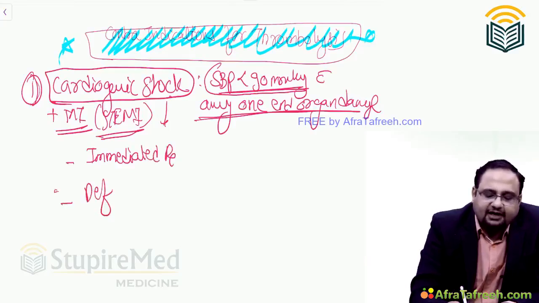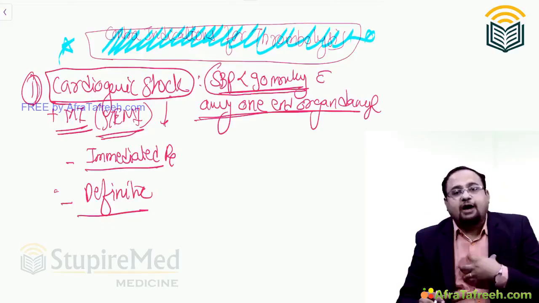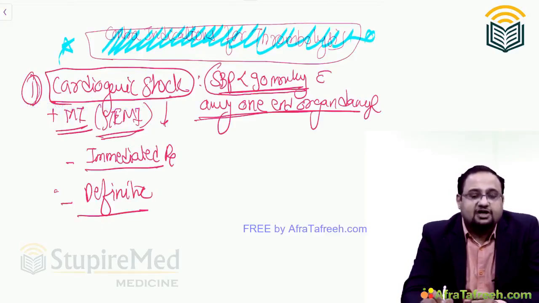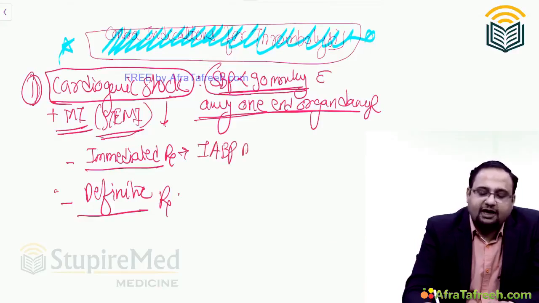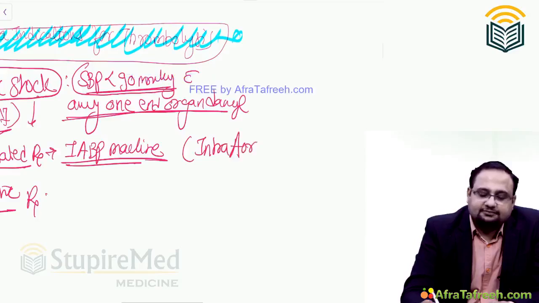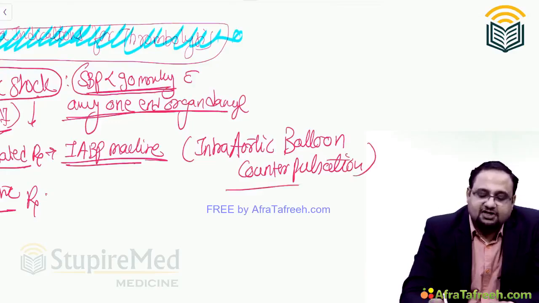I repeat again, what is the treatment of cardiogenic shock with myocardial infarction? For example, a patient has come with a myocardial infarction and his systolic blood pressure is less than 90 with any one end organ damage. The immediate treatment is that you should put an IABP machine. What is the IABP machine? Let me make it very clear. It is intra-aortic balloon counterpulsation technique.